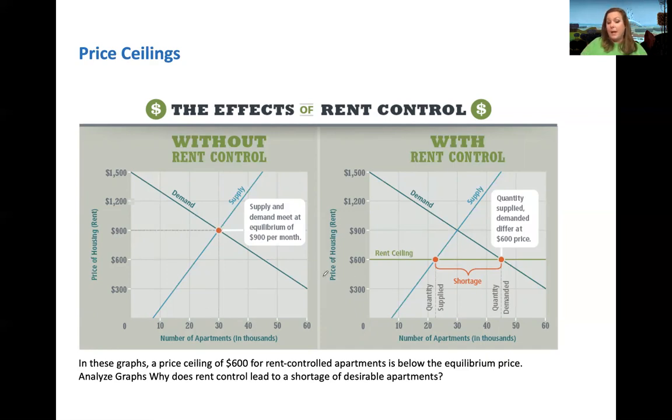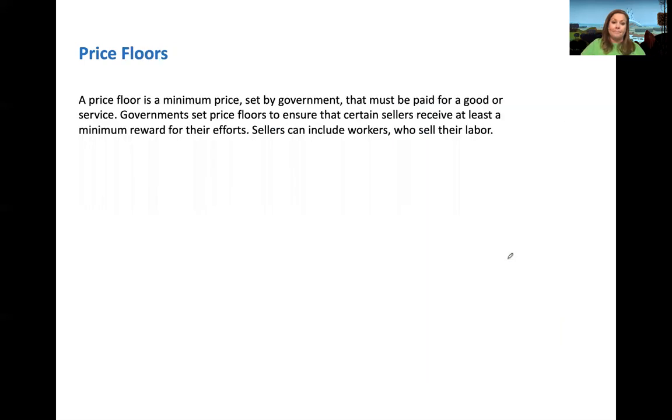You can see what happens here. We didn't change supply or demand, so we're just shifting down the price point. We're at 600. Supply is going to be less than demand. We are going to create a shortage, and we're going to get all of those apartments filled up.